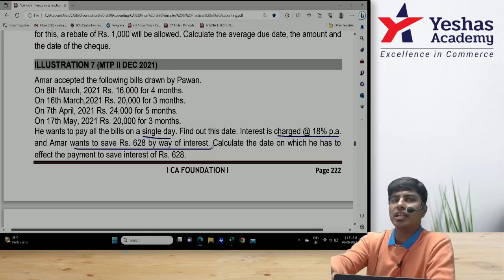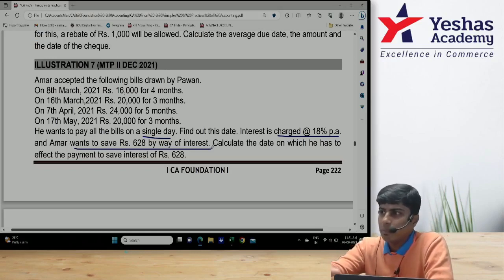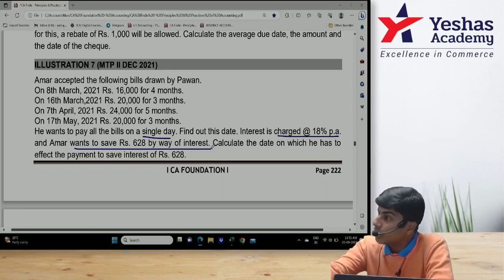Till now, they used to tell the date of payment. We used to find the period of delay, and for the period, we need to find the interest. Here, they've told the interest. They've told we should find the period. They told, I want to pay 628 rupees less. If interest is at 18%, when should I pay?